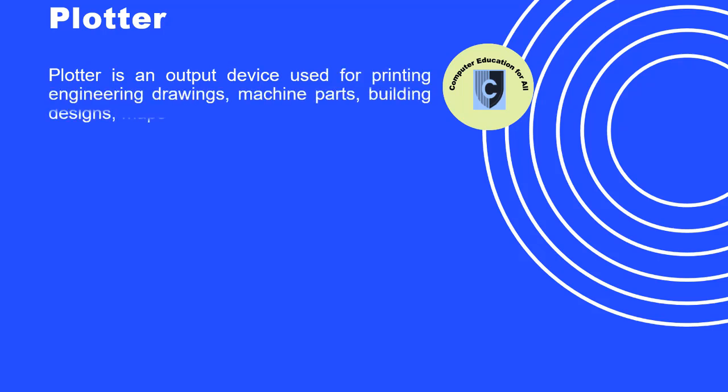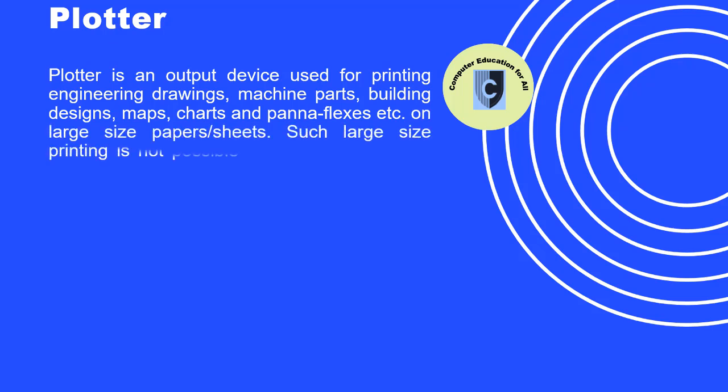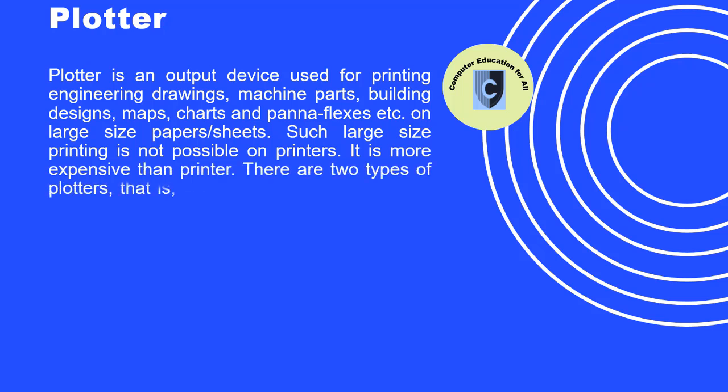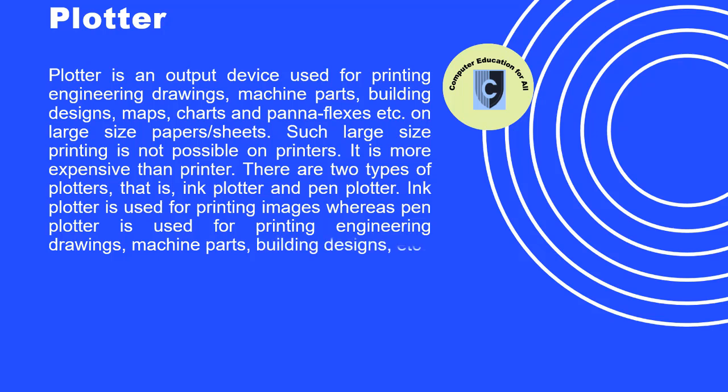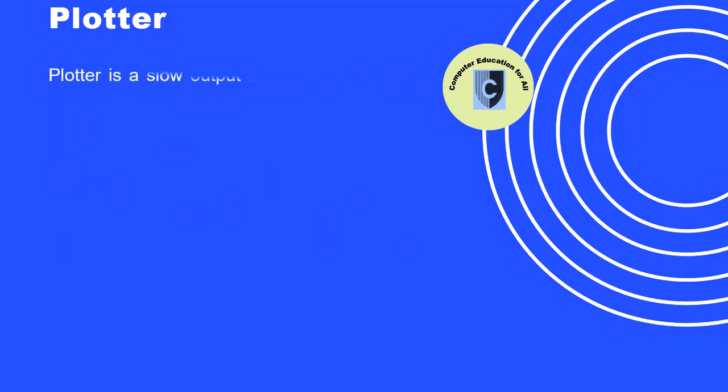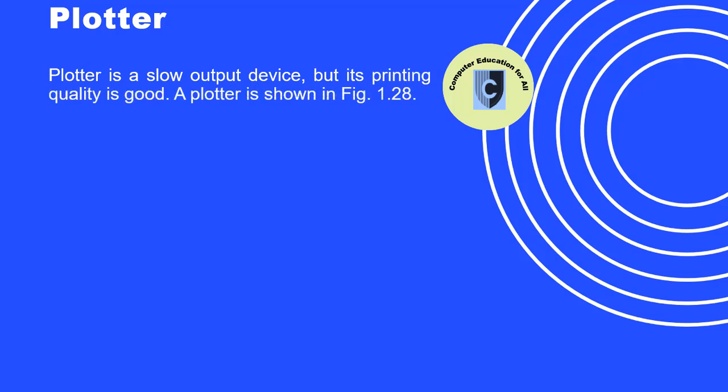Plotter. Plotter is an output device used for printing engineering drawings, machine parts, building designs, maps, charts, and panaflexes, etc. on large-size paper sheets. Such large-size printing is not possible on printers. It is more expensive than a printer. There are two types of plotters, that is, ink plotter and pen plotter. Ink plotter is used for printing images, whereas pen plotter is used for printing engineering drawings, machine parts, building designs, etc. Plotter is a slow output device, but its printing quality is good. A plotter is shown in Fig. 1.28.